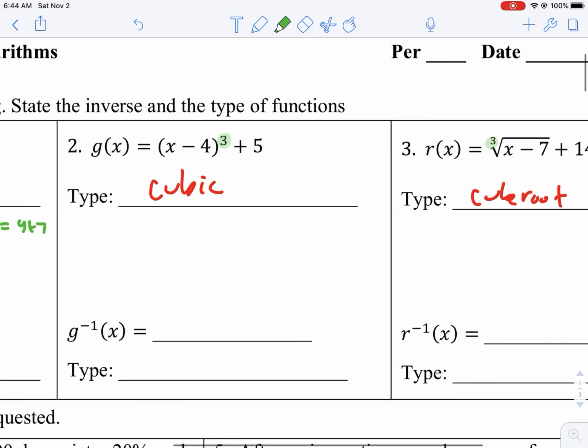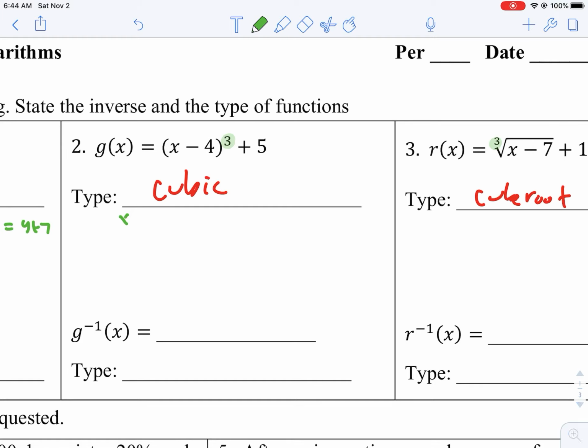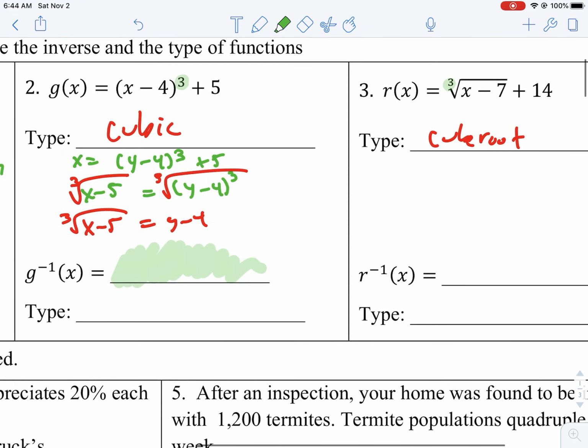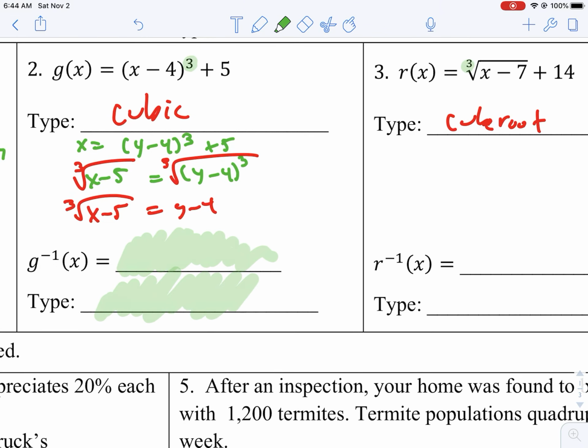This one over here, switch them: x equals (y minus 4) cubed plus 5. Subtract 5: x minus 5 equals (y minus 4) cubed. Opposite of cubed is not square root, but cube root. So I have the cube root of x minus 5 equals y minus 4. Going to finish solving by adding the 4. And then what kind of function is it? It's like number 3. Good job. Cube root.